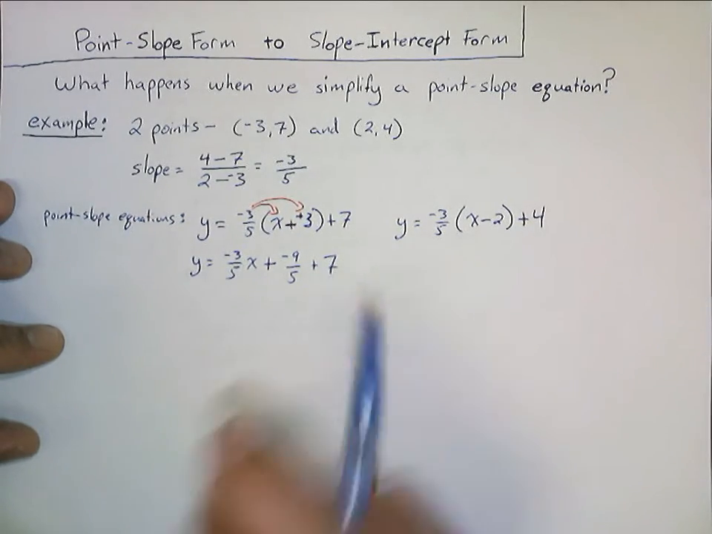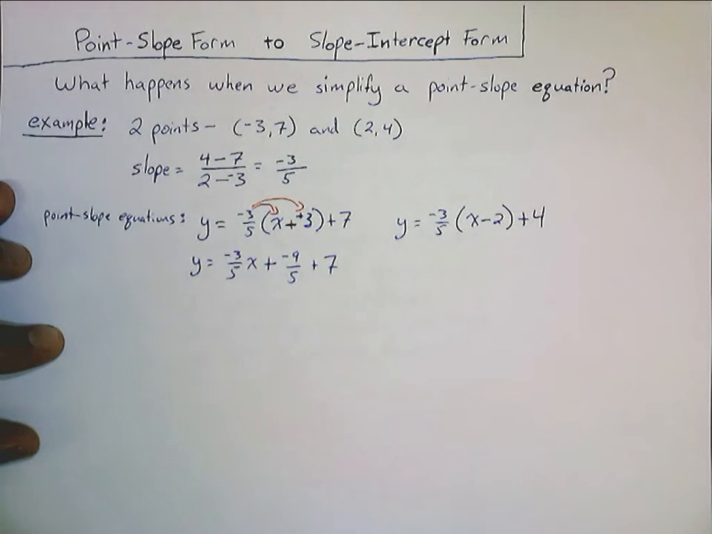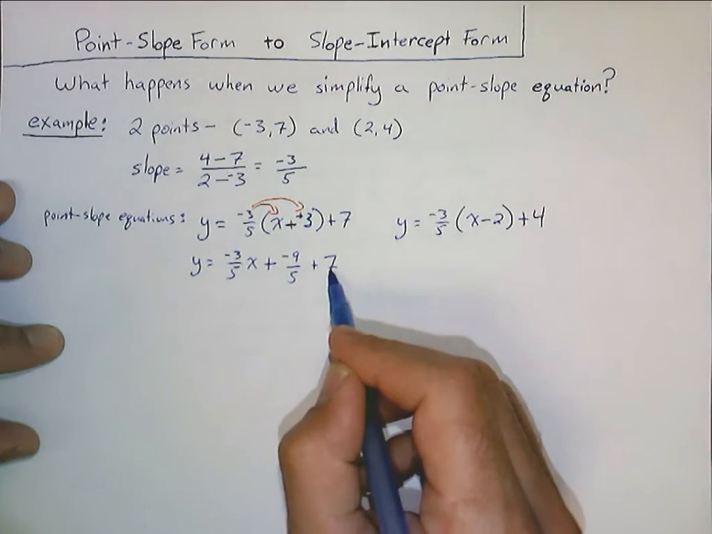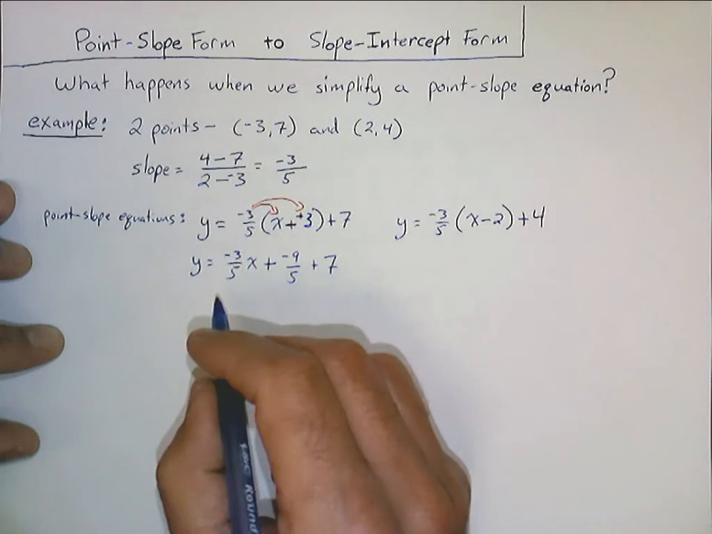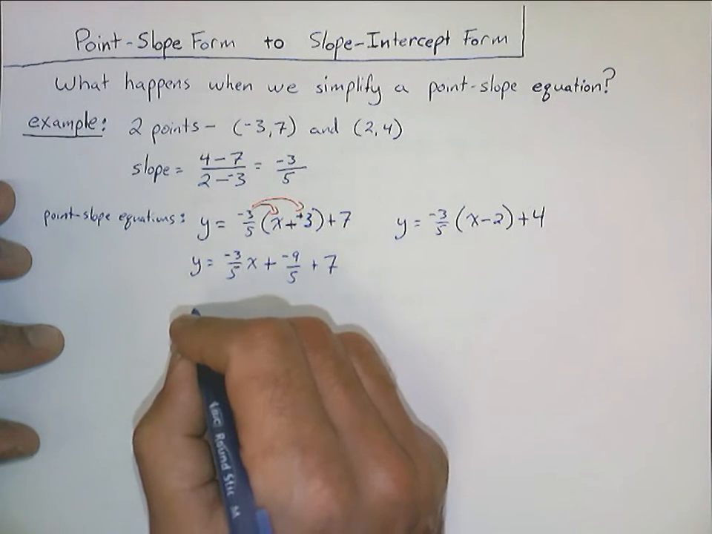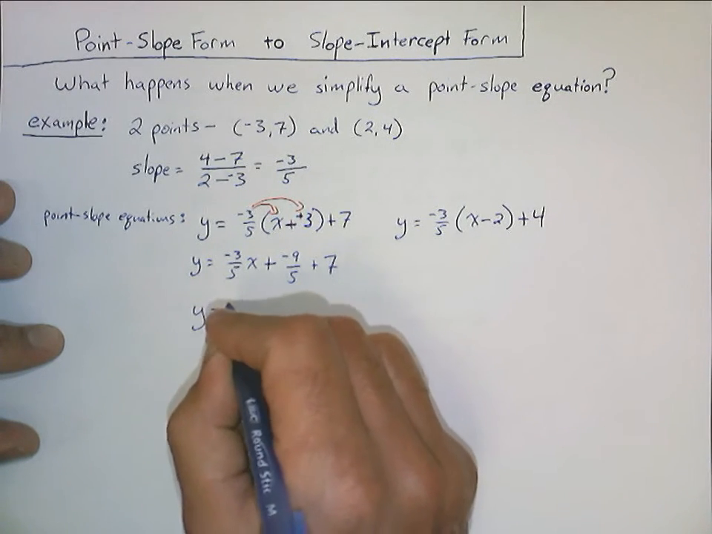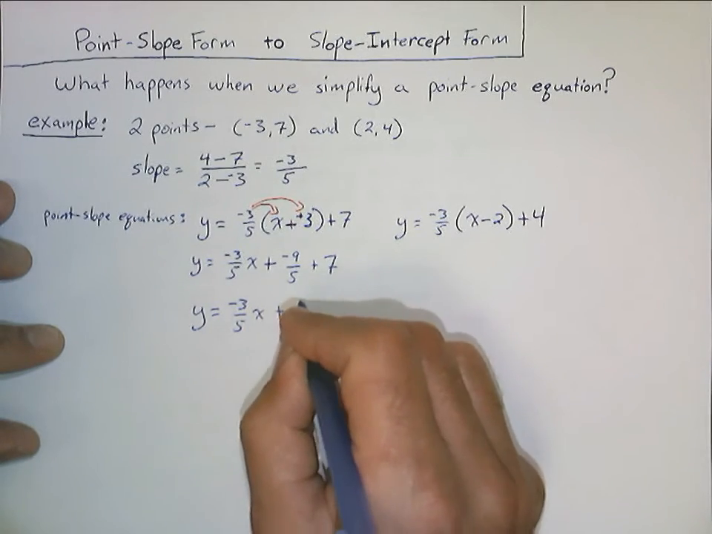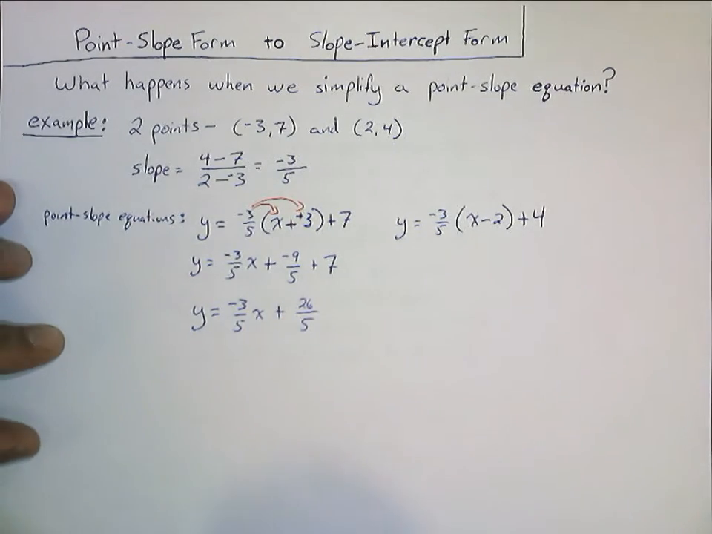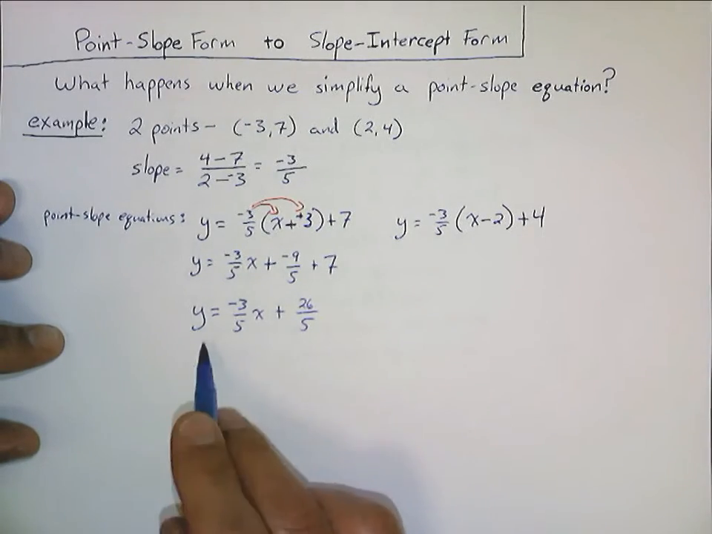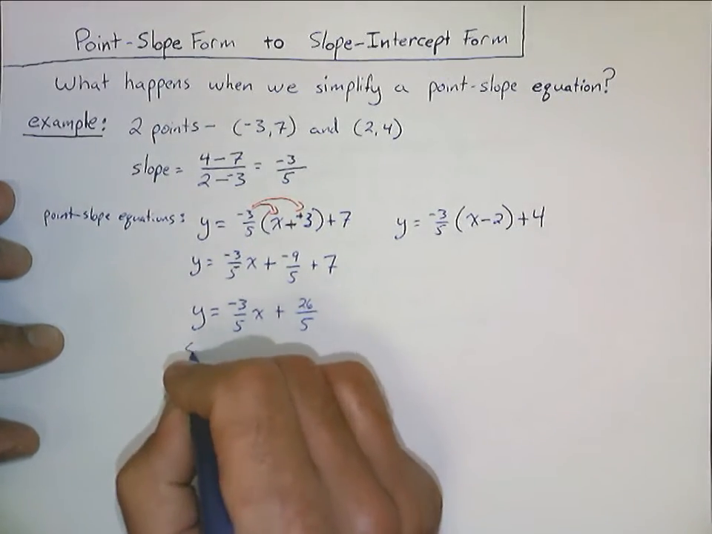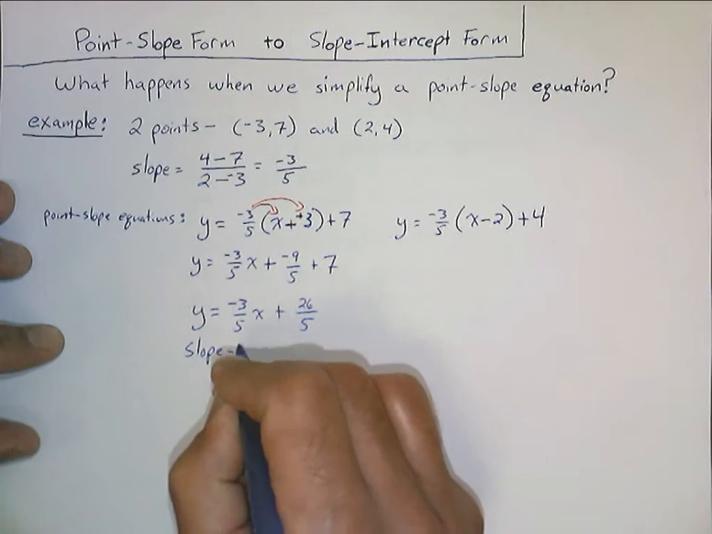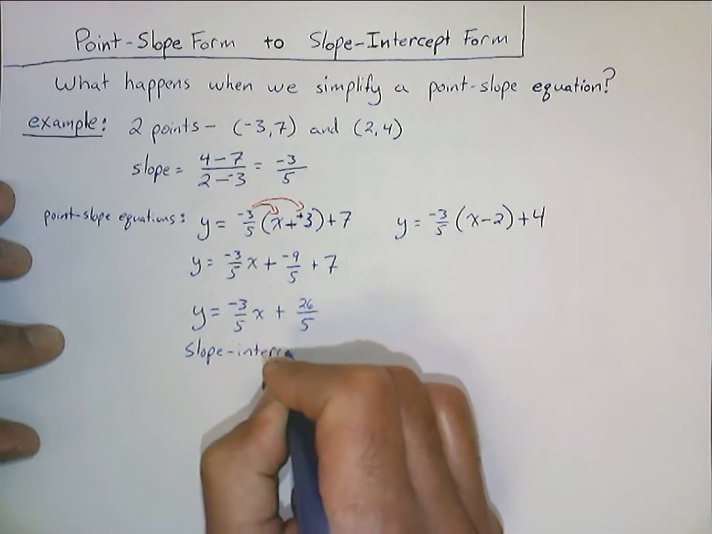And of course 7, that would be 35/5. So 35/5 plus -9/5, that's going to be 26/5. So combining the like terms, we get y is equal to -3/5 x plus 26/5. And we notice that this is in slope-intercept form. Great.